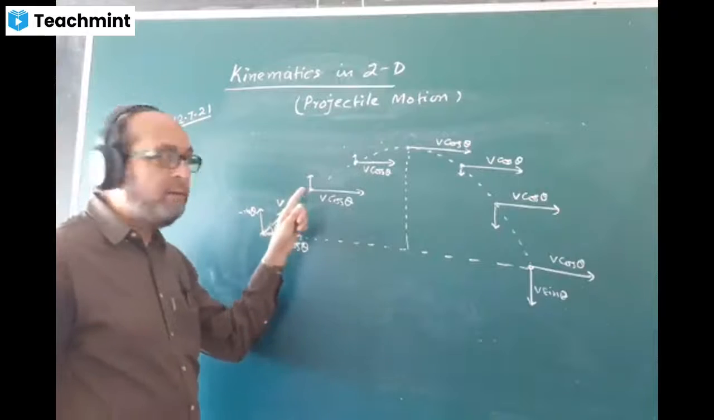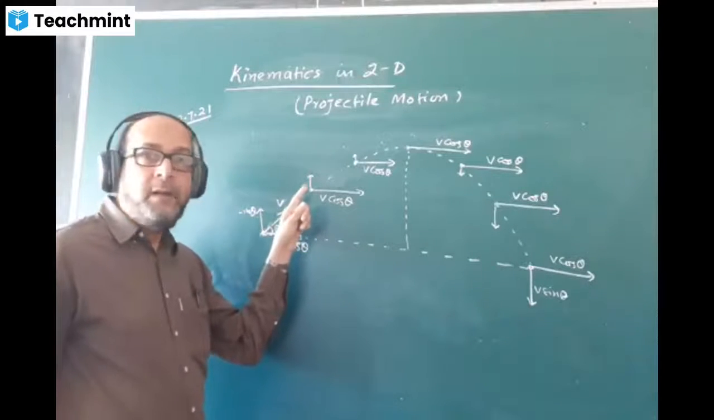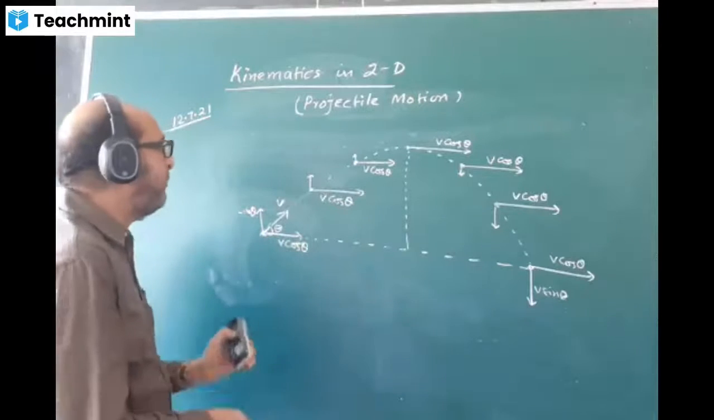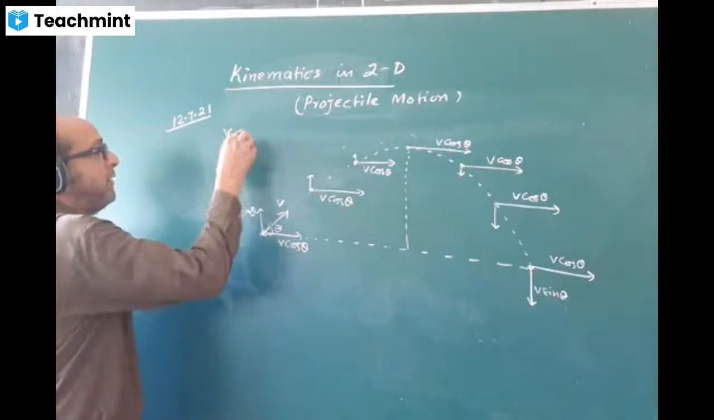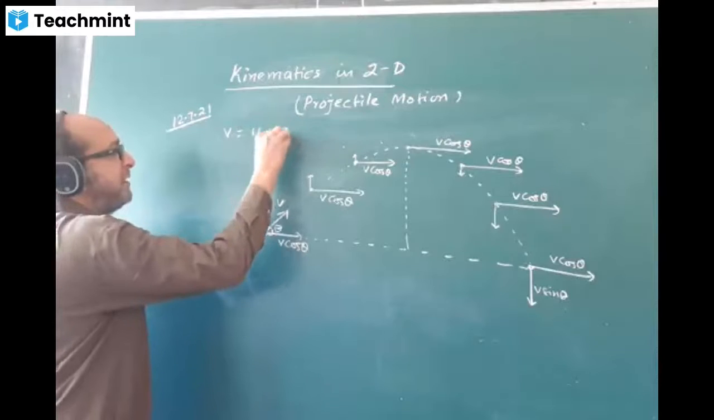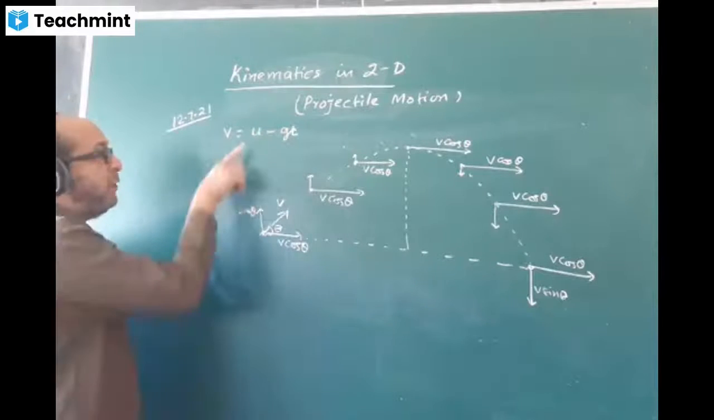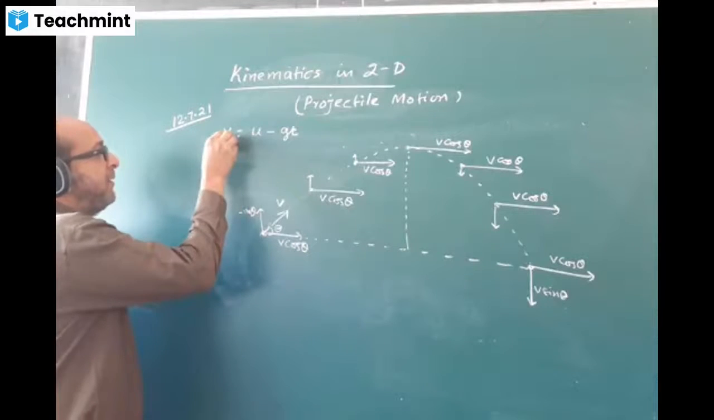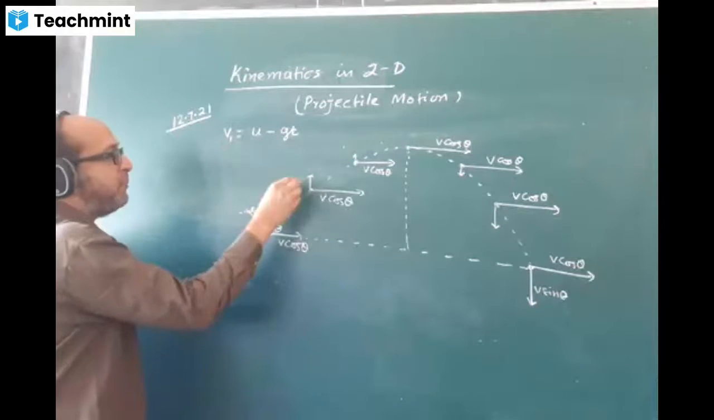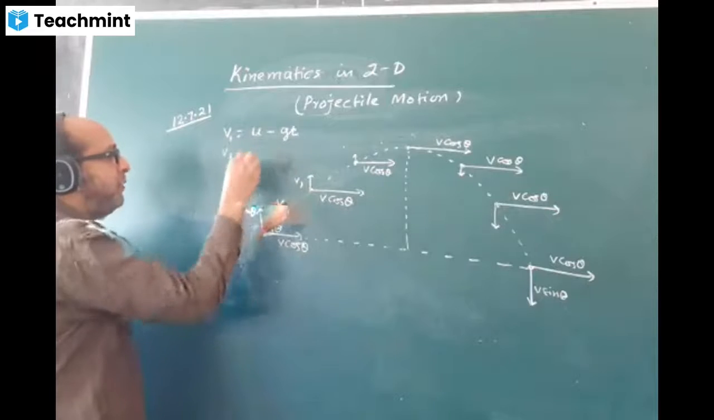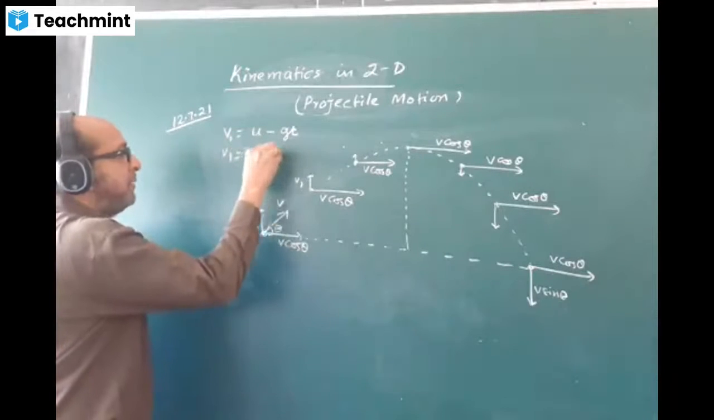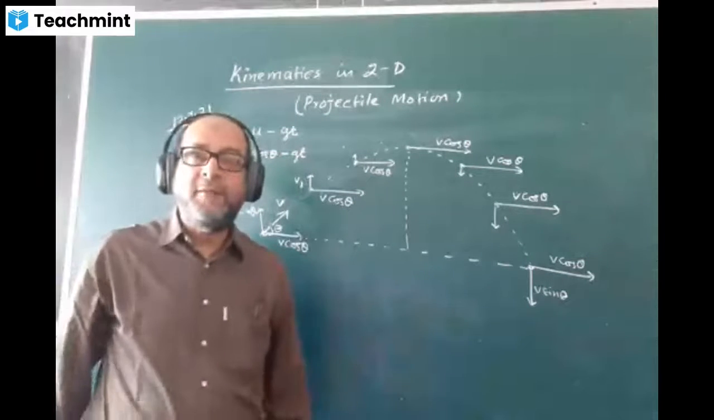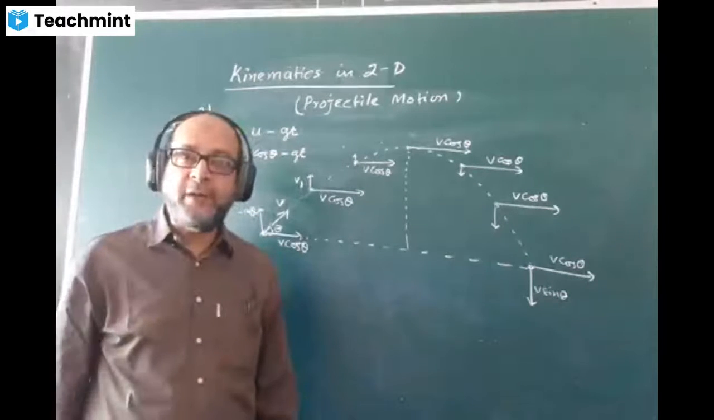To find the velocity at any point, we know the initial velocity and we use a simple formula: v is equal to u minus gt when the body goes up. Here g value is negative, and I put v sin theta instead of u. Suppose the velocity at that point is v1. We can put v1 equal to v sin theta minus gt and find the vertical velocity at any particular point.